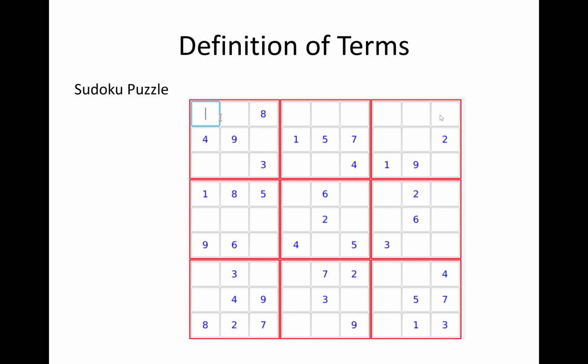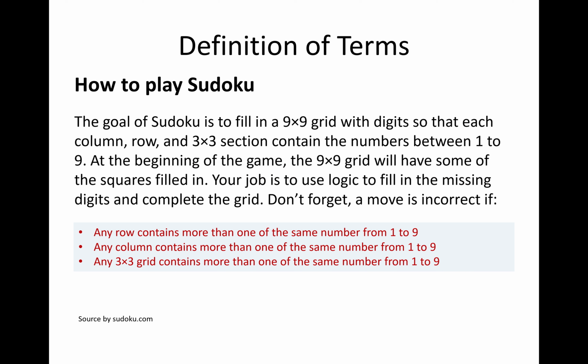Definition of terms. What is the Sudoku puzzle? The Sudoku puzzle looks like this. There's a 9 by 9 grid. The goal of Sudoku is to fill in a 9 by 9 grid with digits so that each column, row, and 3 by 3 section contain the numbers between 1 to 9. At the beginning of the game, the 9 by 9 grid will have some of the squares filled in. Your job is to use logic to fill in the missing digits and complete the grid.